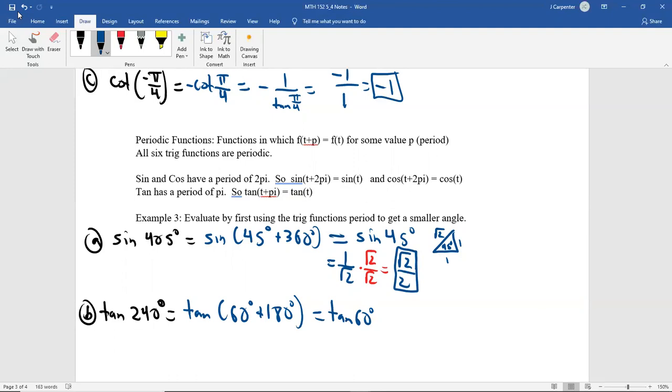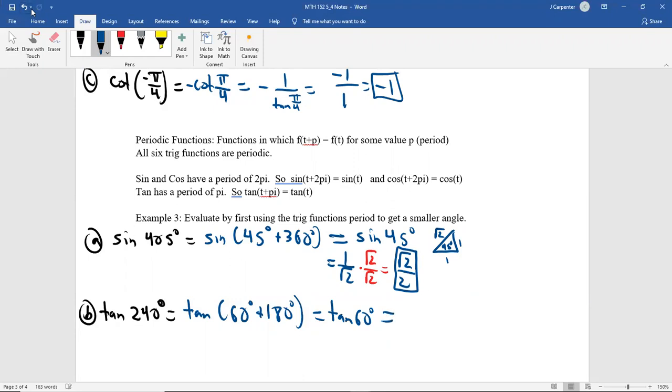Now, I will say that if I didn't give you these instructions, if I just said evaluate, I honestly probably wouldn't have done it this way. I would have done, all right, well, 240 is in quadrant 3, tangent's positive in quadrant 3, the reference angle is 60 degrees, and I'd end up doing the exact same calculation. It's just another way to do it. Another student might say, well, this is the same as negative 120 degrees, and tangent is odd, so I can pop the negative out and then do the tangent of 120, which is quadrant 2. Like I said, there's so many different ways to do a single trig problem.